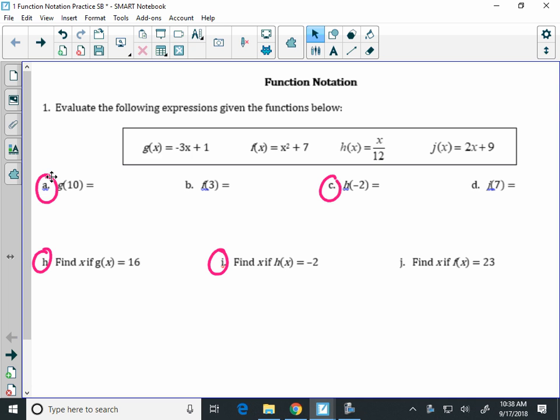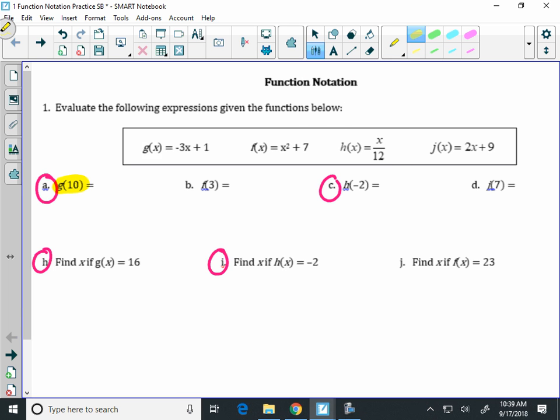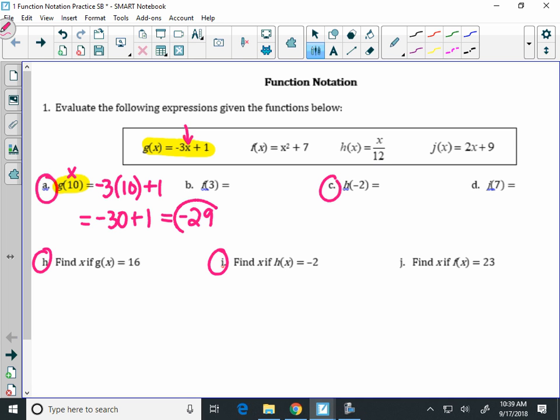Okay, so for 1A, we're going to find g of 10. For the function of g, it says g of 10 right here. I'm going to use this function that also has the letter g. Because the 10 is in the parentheses, that means it's an x value. So I'm going to put that 10 in for x into the equation. So I'll have negative 3 times, instead of x, 10, plus 1. Now all you have to do is simplify. You can type that right into your calculator. Negative 3 times 10 is negative 30 plus 1, which is negative 29. That would be your final answer.